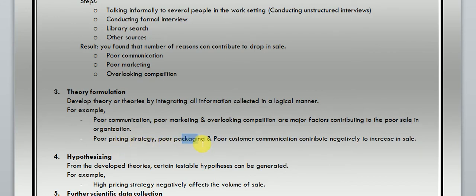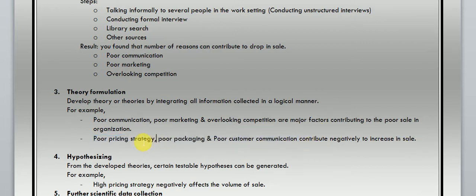In packaging, poor packaging is another independent variable, and poor customer communication is a third independent variable, and here the sale is the dependent variable. You know what is dependent and independent? I will discuss in detail when we study the chapter on theory formulation. So you can say all these three are independent variables, and this sale is dependent. Why? Because the sale depends on them.